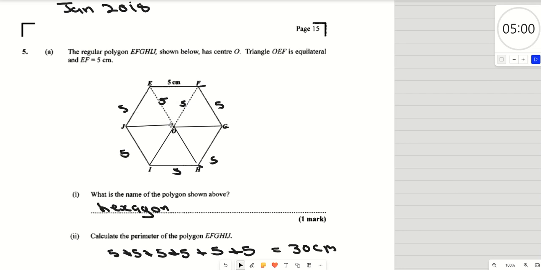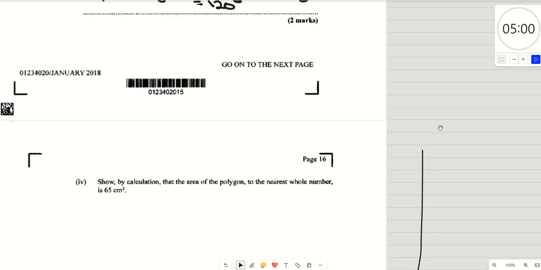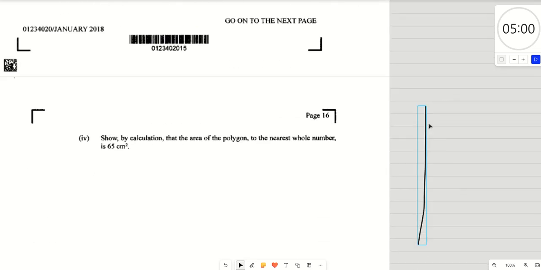Right. So if you could find the area of one triangle, how many triangles are there? 1, 2, 3, 4, 5, 6, all the same size. You can find out the area for all, right? So there's 6 of these triangles. So let us find out the area of one.